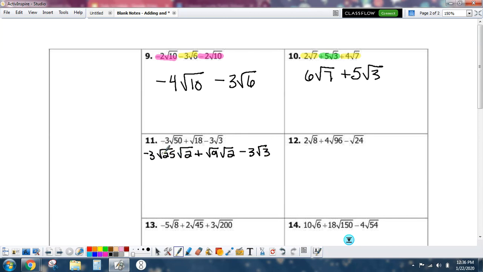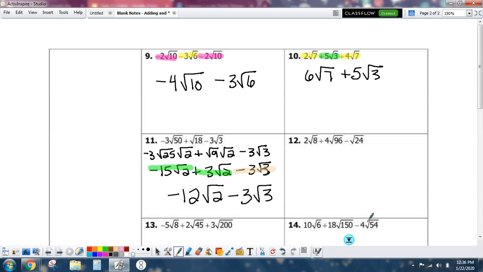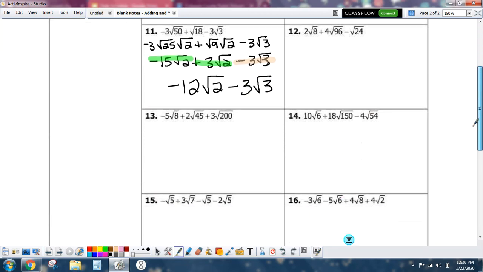So I can go ahead and simplify. This is 5. Negative 3 times 5 is negative 15 square root of 2. Plus, and then that's a 3 square root of 2. Minus 3 square roots of 3. So I can go ahead and combine my like terms, which are, I got my 2 greens. So negative 15 plus 3 is negative 12 square root of 2. And then my minus 3 here, there's no other term that goes with that. So that goes there.